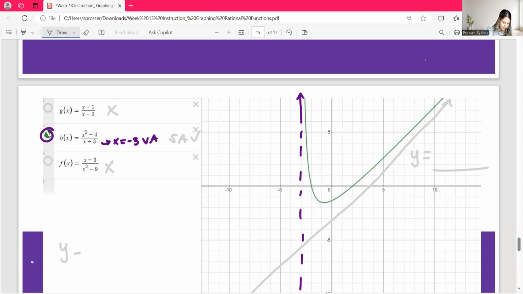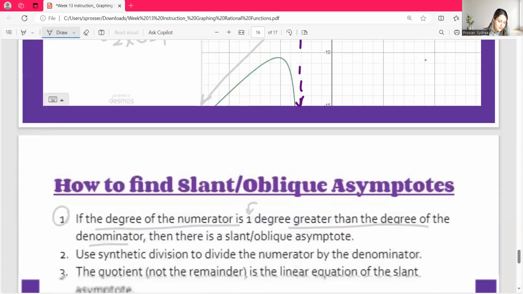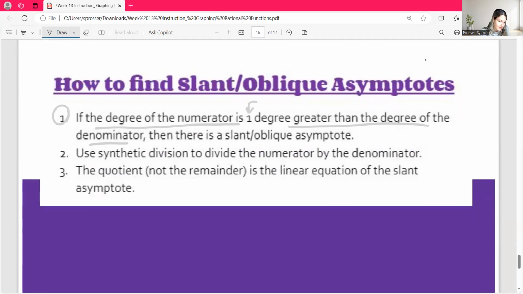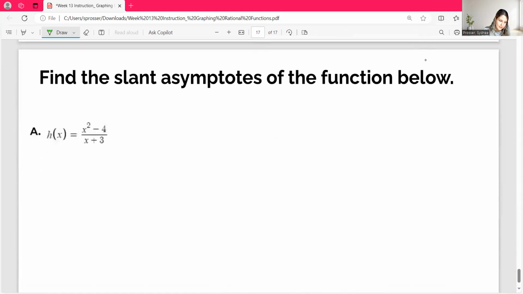For example, it could also be like 5x to the 4th plus 3x squared minus 7 over -2x cubed minus 1. If I looked at this function right away, boom, we need to know there's a slant asymptote because the numerator degree is 1 greater than the denominator degree. So once we check to see that the numerator degree is 1 larger than the denominator degree, we have to use synthetic division to divide the numerator by the denominator. And then the quotient, it's really important that we know it's the quotient, not the remainder, is the linear equation of the slant asymptote. So let's go ahead and test that out.